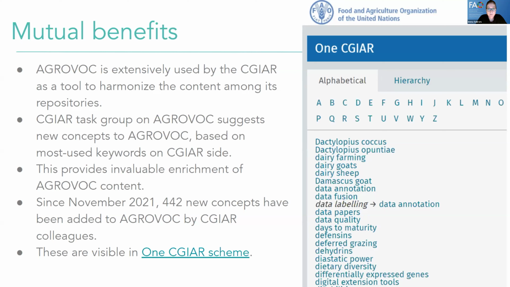And in order to help CGIAR understand what is being introduced by this task group, and to help filter the efforts that CGIAR is providing, we developed a scheme. I will not go into details, but CGIAR can download at any time all the keywords, all the concepts that are meaningful for their information systems as such.